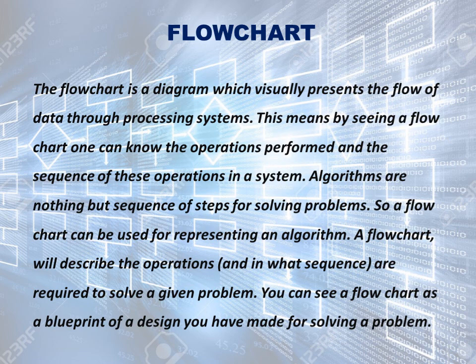This means by seeing a flow chart, one can know the operations performed and the sequence of these operations in a system. Okay, so what is the use? Whatever operations take place on that particular data, we can know by seeing this flow chart. Algorithms are nothing but a sequence of steps for solving problems. We have seen that the steps for solving a problem, we can write step by step in a sequence in an algorithm. So a flow chart can be used for representing an algorithm. This is important, that is what a flow chart is.